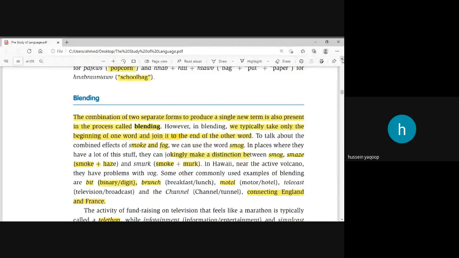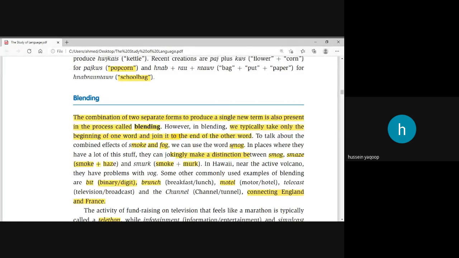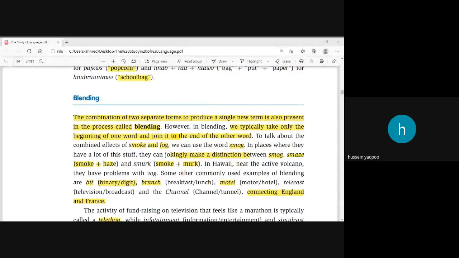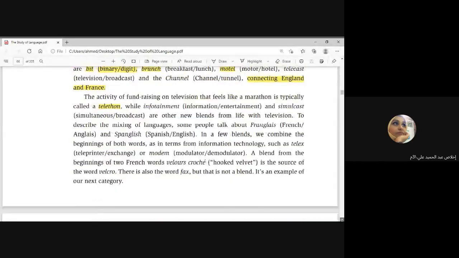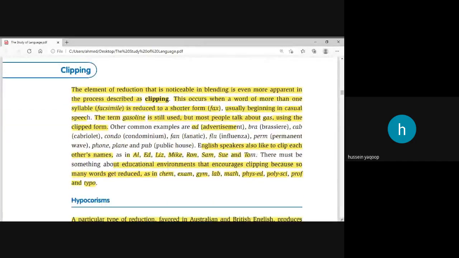So we don't have any basic rules to follow so as to blend two words. But how was this word originally formulated, we have the explanation. Where did this word smog come from? It came from smoke and fog. But there is no regular base or regular foundation to follow. Okay? Okay. Good. Now clipping.